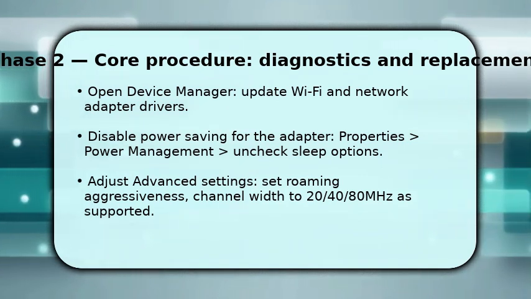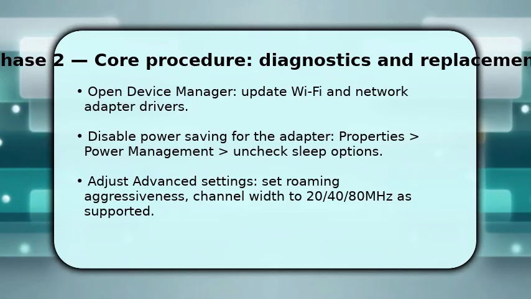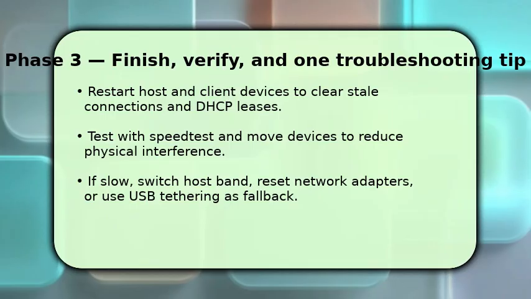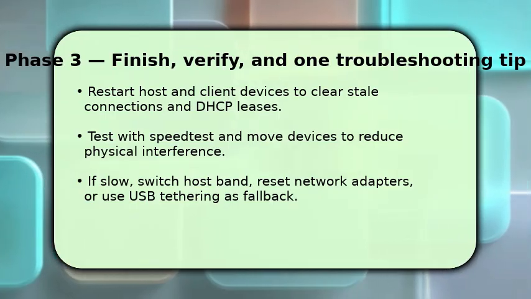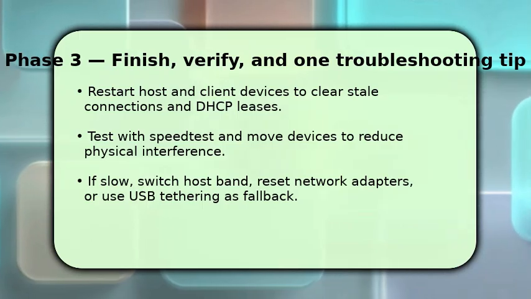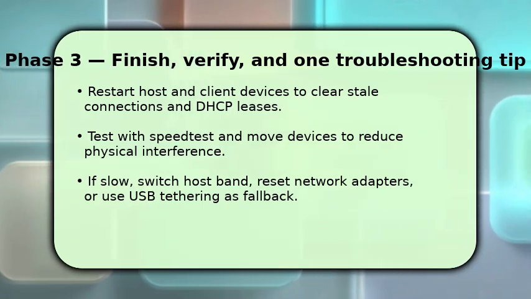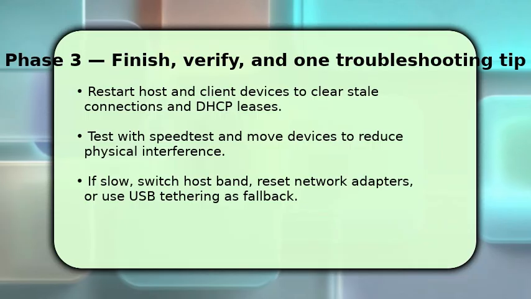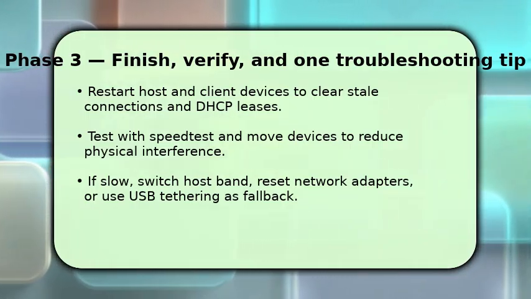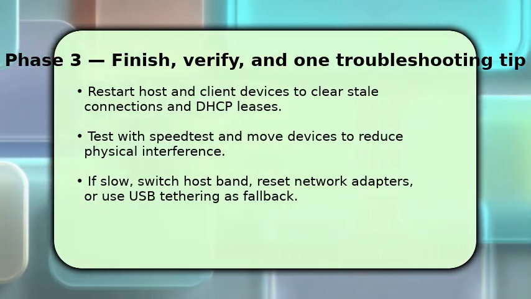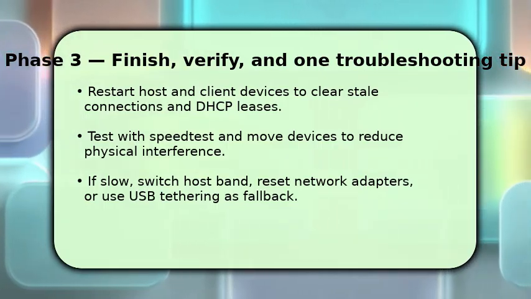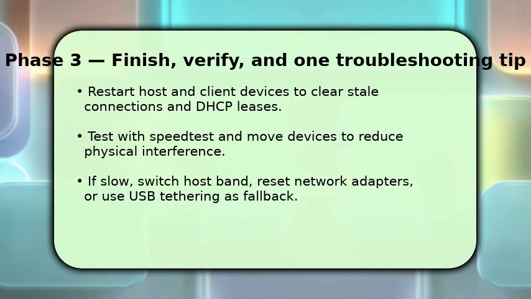You finish by restarting both host and client to clear caches and renew DHCP leases. This often restores expected speed. Then run a quick speed test and reposition devices. Walls, microwaves, and other Wi-Fi networks cause loss. If problems persist, try changing the hotspot band, turn off other nearby hotspots, or reset the network adapter on Windows as a deeper fix. As a last resort, use USB tethering for a more stable link. If anything fails, note the exact.